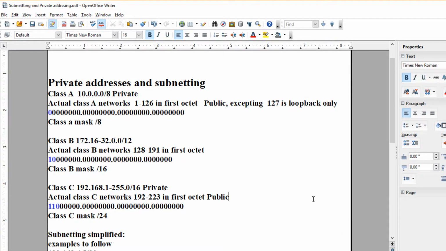In this session, we'll be looking at private addresses and subnetting. I do recommend you having strong binary math skills before you start this session, but if you don't, that's fine. Go ahead and check out Khan Academy. They have really good lessons on this subject matter.